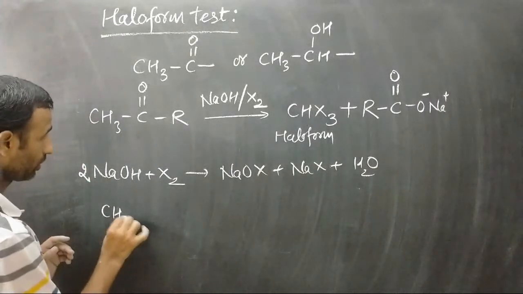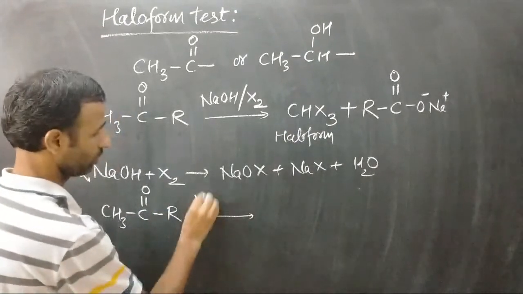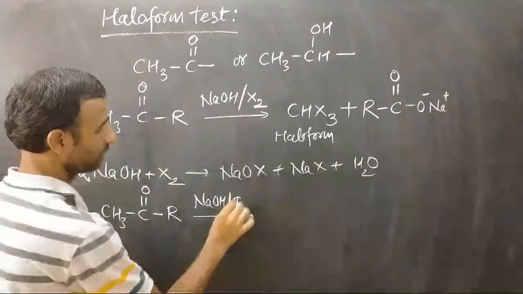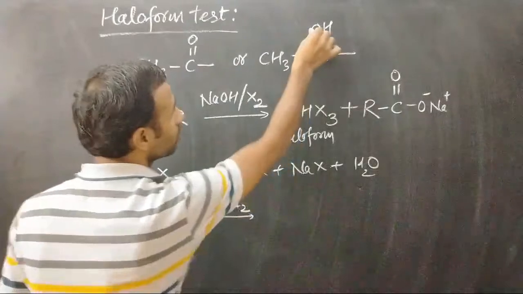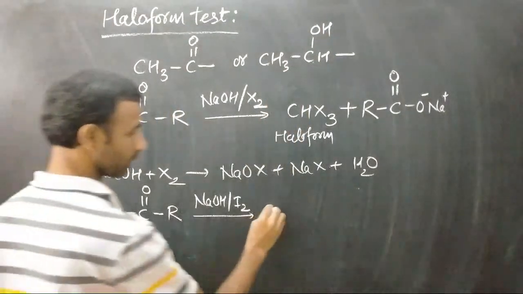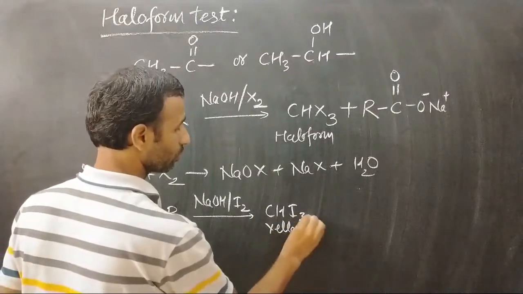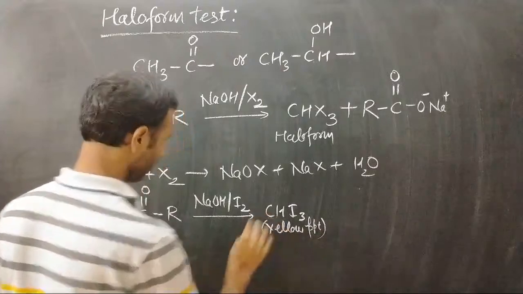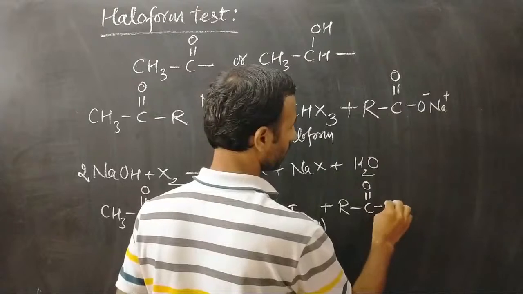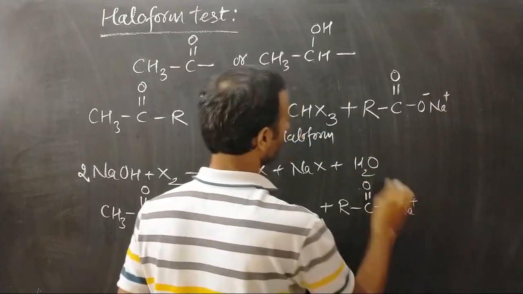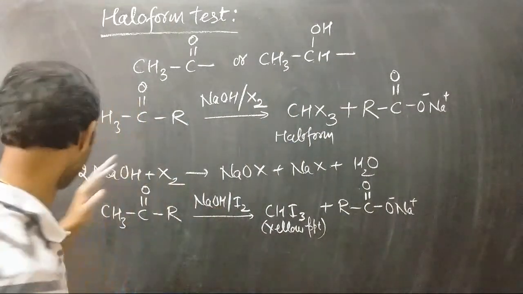The iodoform test is used to identify methyl ketones or compounds containing the CH3CHOH group. How? Because we get iodoform, which is a yellow precipitate. So if yellow coloration appears, that means it is a methyl ketone or a compound containing the CH3CHOH group.